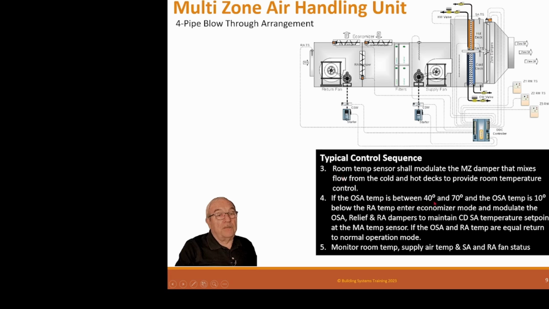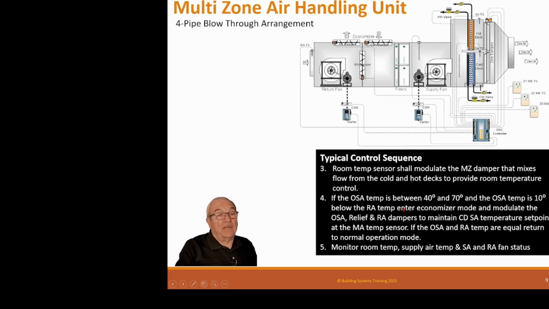If the outside air temperature is between 40 and 70, and the outside air temperature is 10 degrees below the return air temperature, enter economy mode and modulate the outside air relief and return air dampers to maintain the cold deck supply air temperature set point at the mixed air temperature sensor. If the outside air and return air are equal, return to normal operating mode.